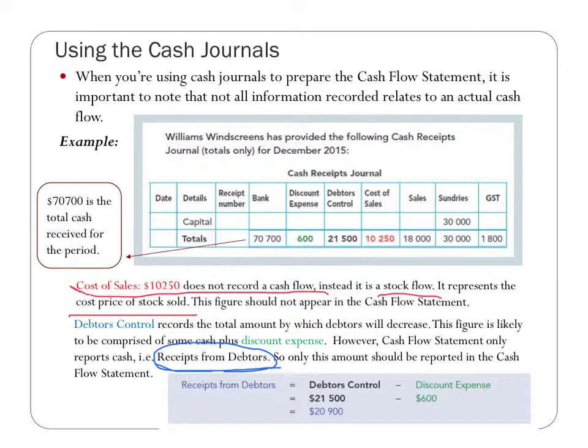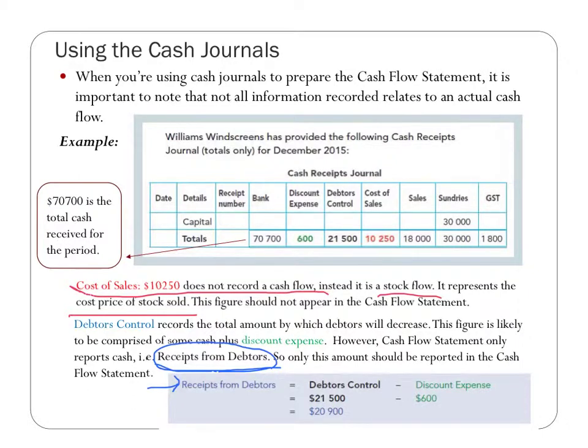So how do we calculate the receipts from debtors? We use the total debtors control figure minus discount expense. In this case, it's 21,500 minus 600. 20,900 is the cash inflow from debtors, or what we call receipts from debtors. And only this amount should appear in your cash flow statement.